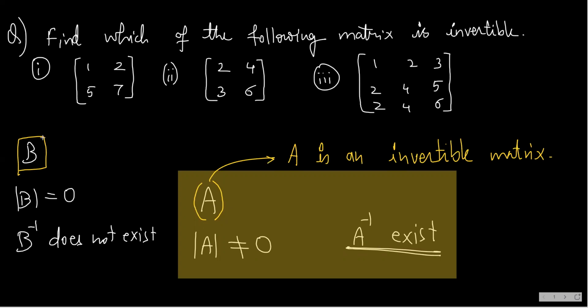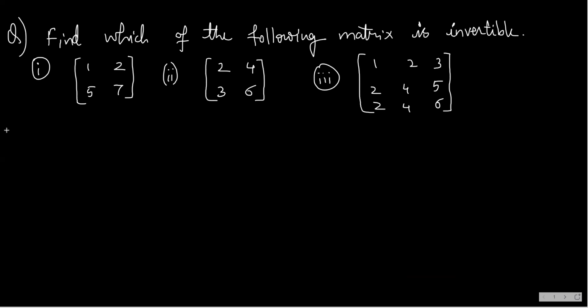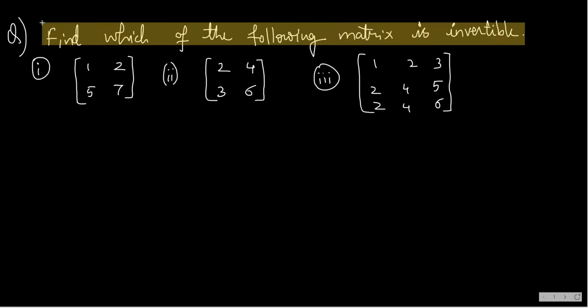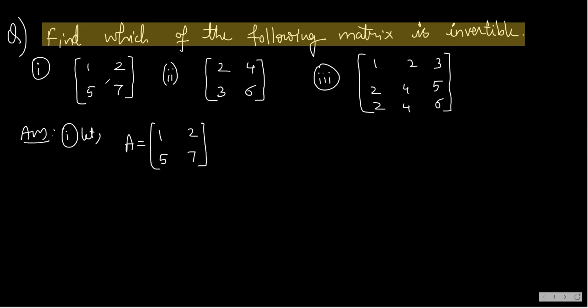So now here I have a question on the screen. You see a question in which you have three matrices. The question says, find which of the following matrix is invertible. So you will simply have to get their determinant. So I start with my solution. I write here the first one as let A equal to 1 2 5 7. So A is 1 2 5 7.